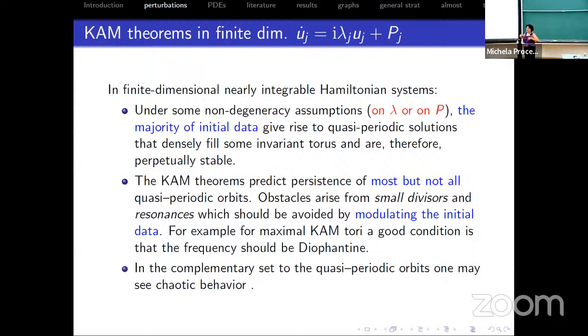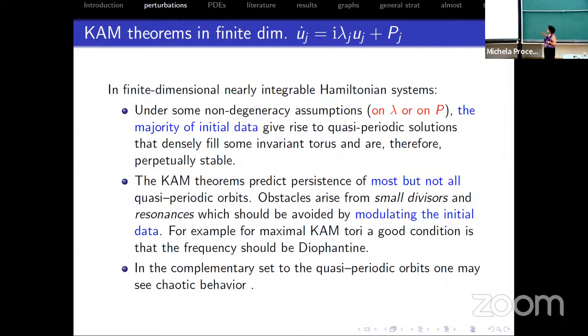And the point is that you find obstacles in your mechanism that come from small divisors and resonances. So approximate solutions of your problem should not solve some Diophantine equations. And to avoid these things you have to be very careful in choosing which initial data survive, so which kind of tori survive. And actually in finite dimension, there is this very nice thing that a good way is to parameterize the tori by the frequencies, and the tori which survive are the ones with Diophantine frequency. So there is a very straightforward and well established path to dealing with these things.